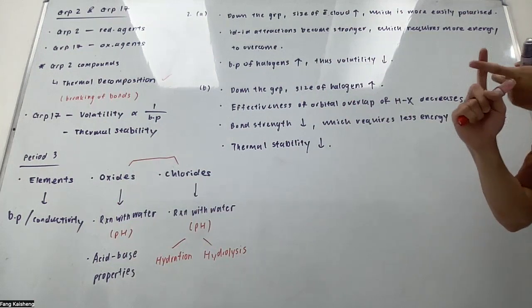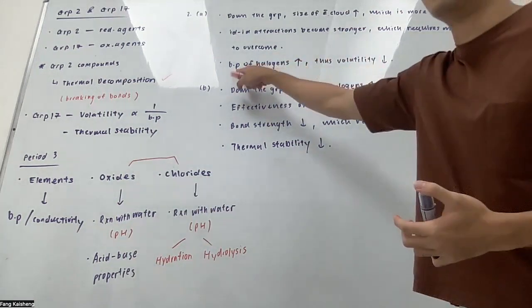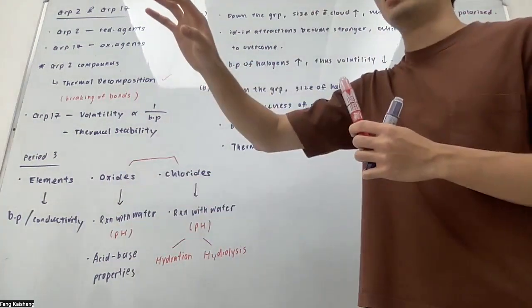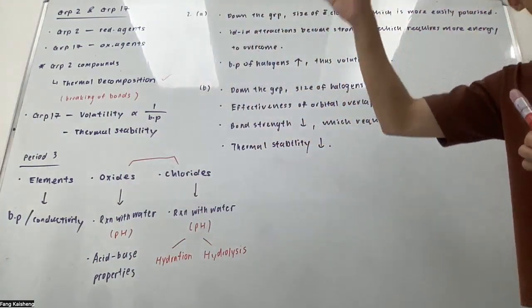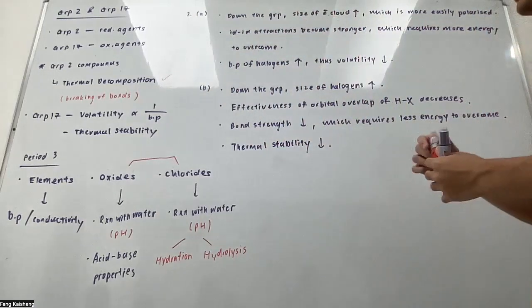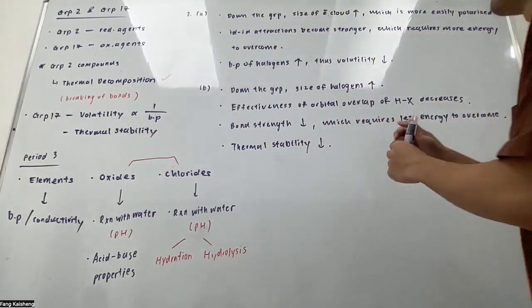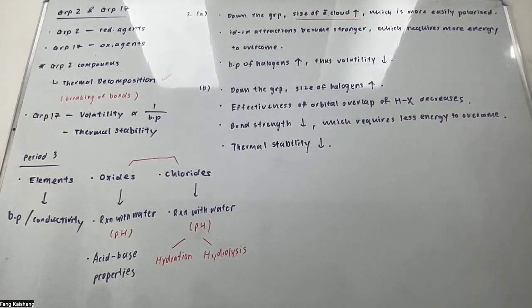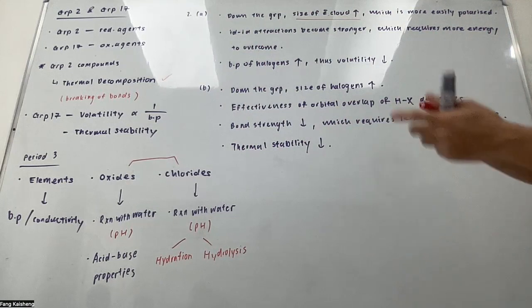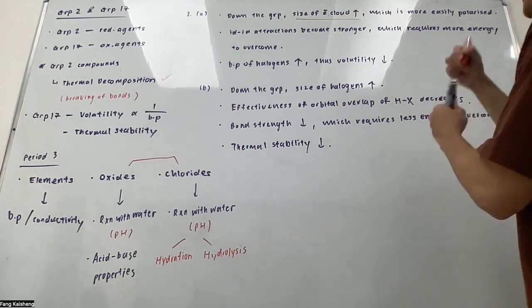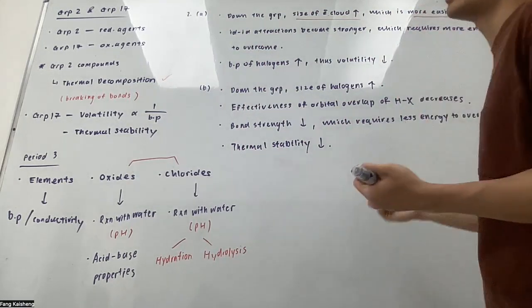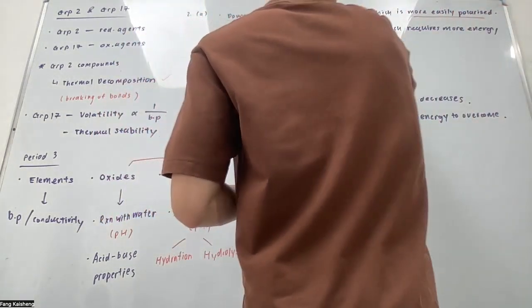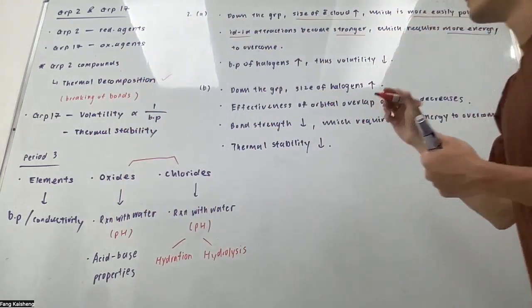Number one, volatility. I did tell you guys that this is essentially a boiling point question. A boiling point question for simple molecules is basically your intermolecular forces. And to discuss intermolecular forces, I did tell you guys, electron cloud size should be your first factor to discuss. Clearly, it becomes larger down the group, which is more easily polarized. And look at that, it's just a typical chem bonding question. Intermolecular attractions become stronger, which requires more energy to overcome.